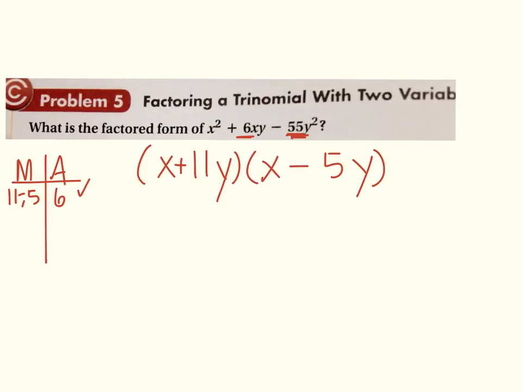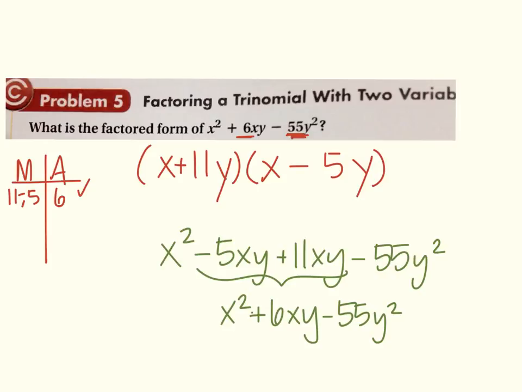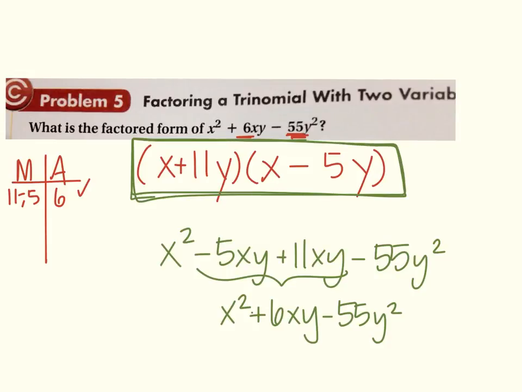And then I want you to FOIL it back out. So it's going to be x squared minus 5xy plus 11xy minus 55y squared. So in the middle you get x squared plus 6xy minus 55y squared. And that's looking like my question, so that's the right answer. This is the part where you check your work.